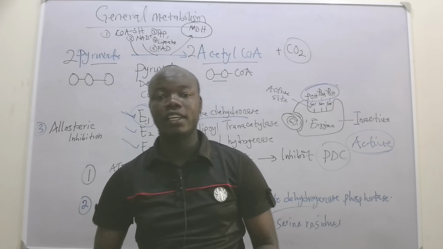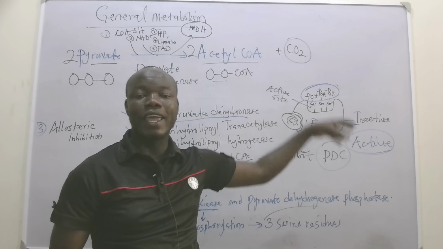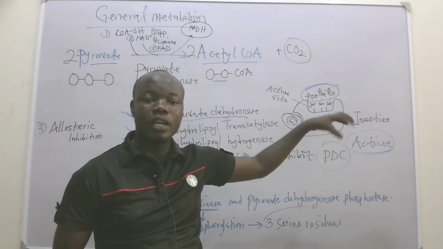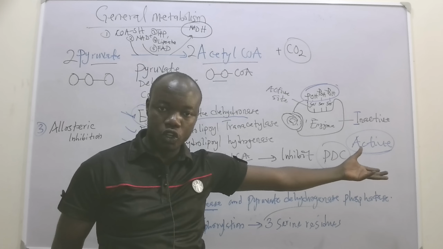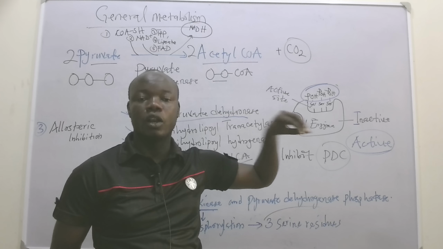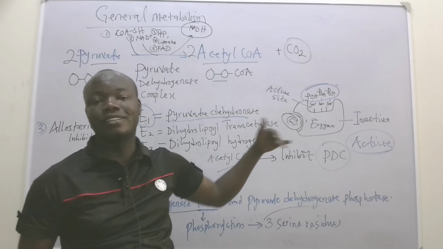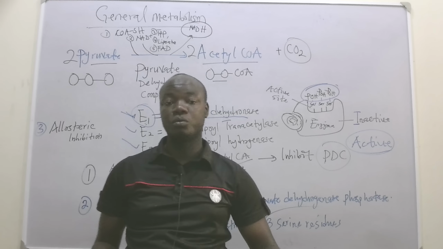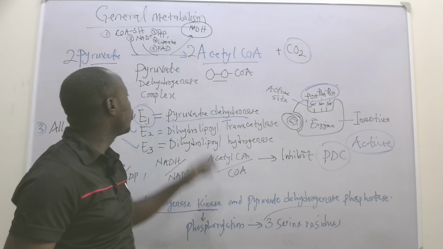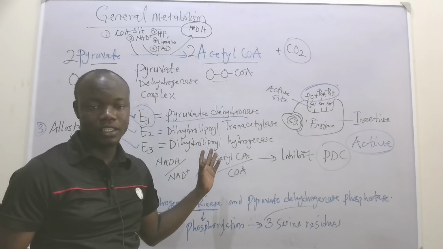So an allosteric site is a site on an enzyme where molecules can bind to it. Those molecules can be end products of that enzyme or another molecule. So that is allosteric inhibition. So these are the three major mechanisms by which the activity of pyruvate dehydrogenase enzymes can be regulated.